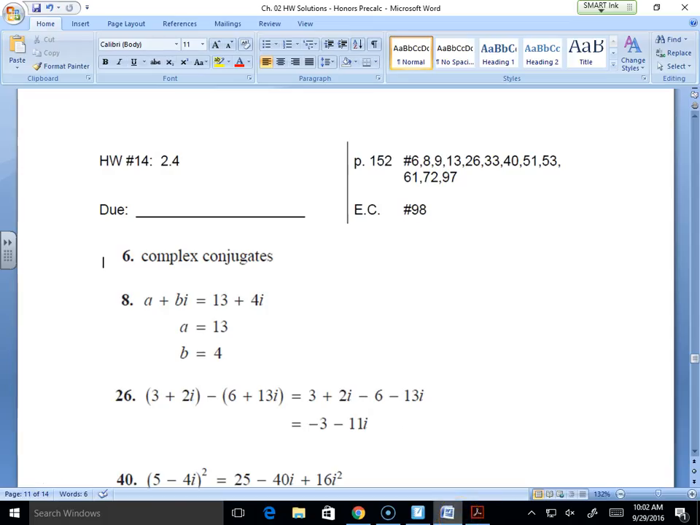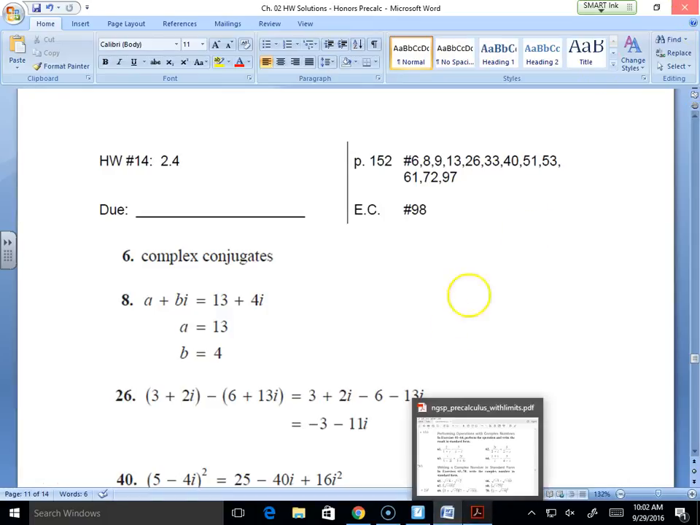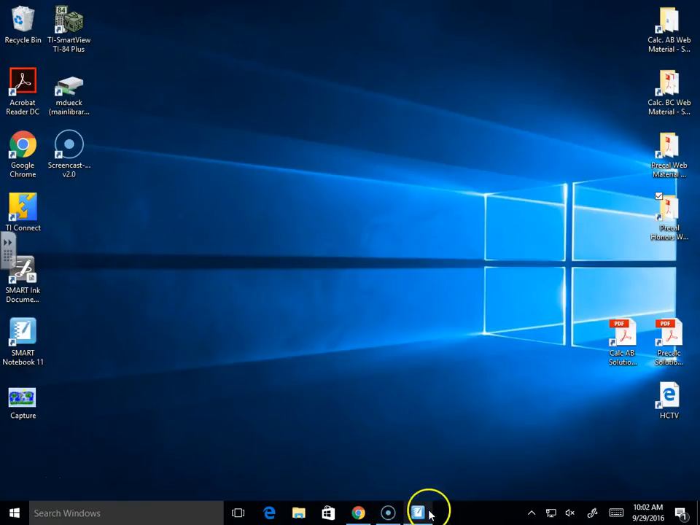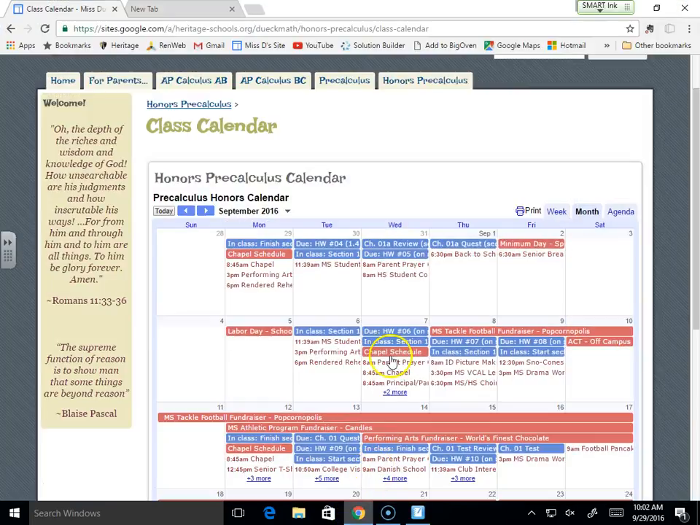Right click does not work. Notes open. Back to where we were. Section 2.5. If I go into our calendar, located online, go under Honors Pre-Calc class calendar. Here it is.